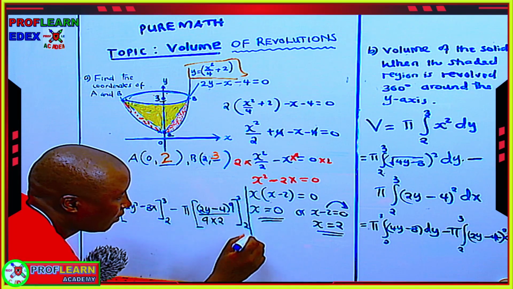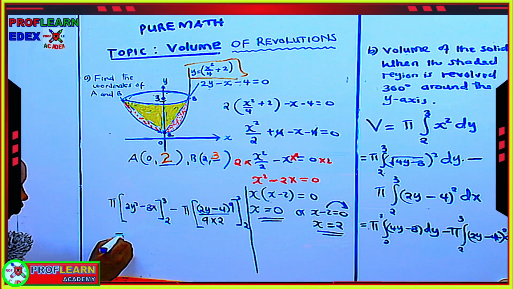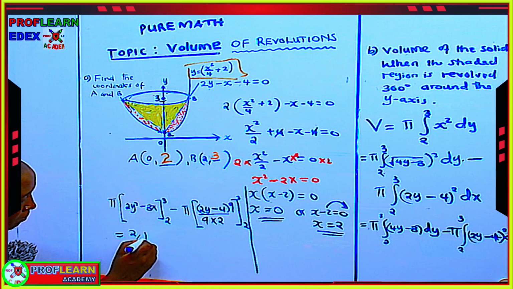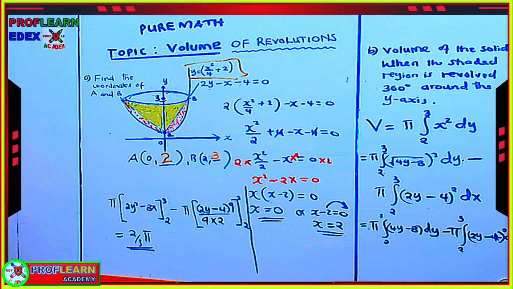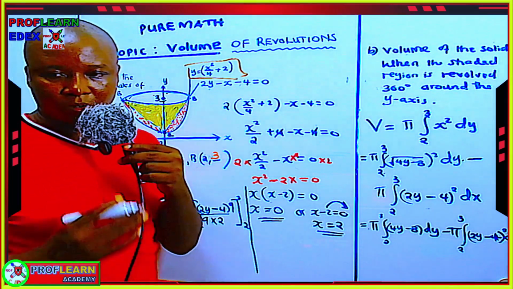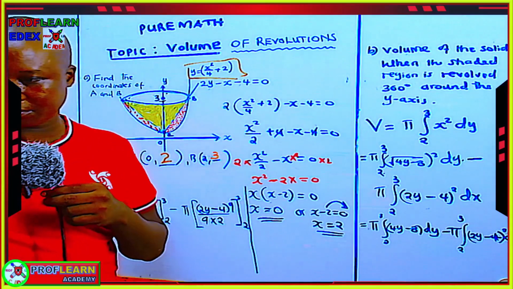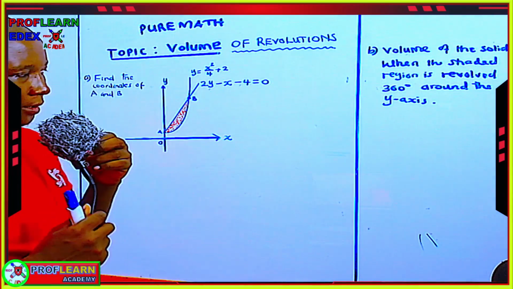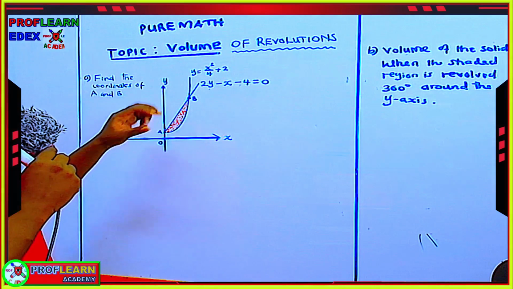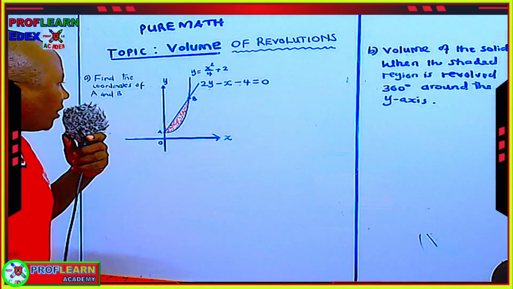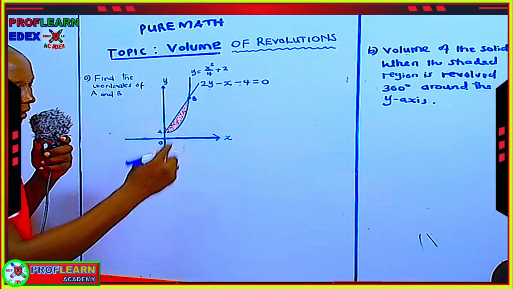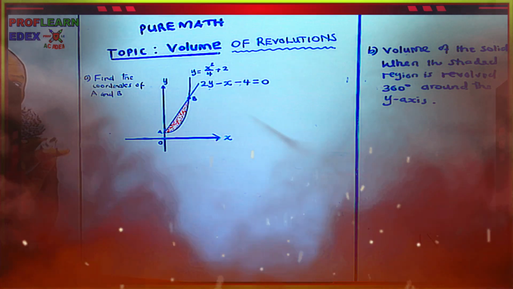So if you work out this question, you're going to get 2 over 3 pi as the answer, as the volume of the revolution that you're going to get after performing this. In this particular question here, we are supposed to find the volume when this is revolved around so that it can make a solid.